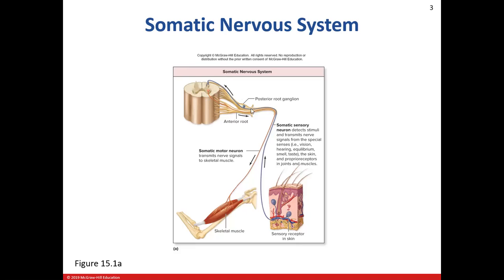And you can follow the pathways all the way out. The somatic motor neuron goes out to the skeletal muscle. The somatic sensory neuron goes out to the skin and joints, and brings in all that information back towards our CNS.